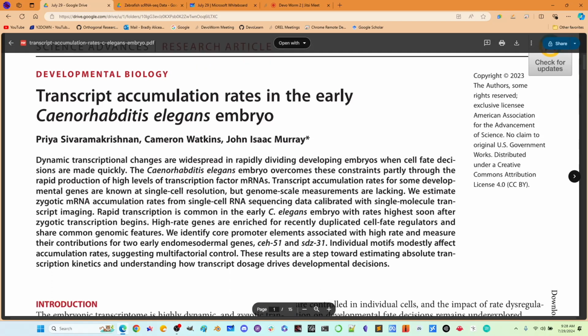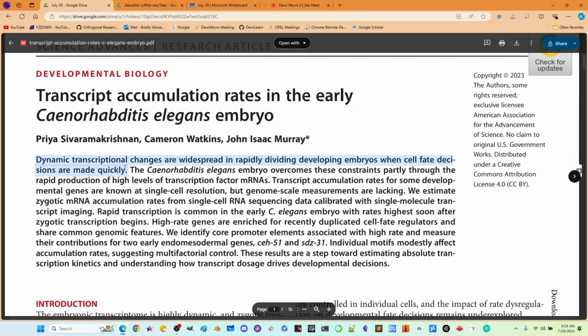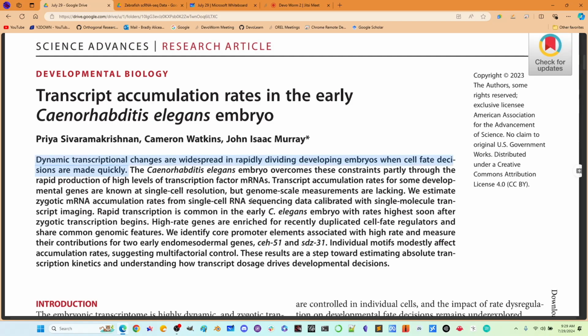And so what is transcriptional accumulation rate? Well, that's what we're going to talk about. Dynamic transcriptional changes are widespread in rapidly dividing developing embryos where cell fate decisions are made quickly. So what they're saying here is that you have an embryo, you start with a single cell, the cell divides, but of course at the same time genes are being expressed in that cell, and there's a transcriptional complement of mRNA, and there's an mRNA content in that cell. And as the cell divides, that mRNA segregates into one of two cells. It could segregate into the daughter cells evenly or unevenly.